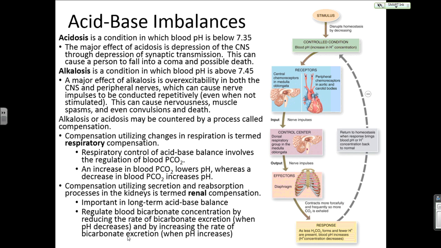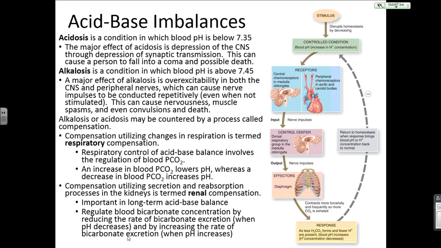When our pH drops below 7.35, we call it an acidosis. Remember, 7.35 is still technically basic because 7.0 is neutral and anything above that would be a base. But we call it an acidosis because of the buildup of acids in the body. Major effect of this would be depression of the central nervous system through depression of the synaptic transmission. So we have less synapse signals. This can cause a person to fall into a coma, and that could lead to possible death. Alkalosis is the opposite.